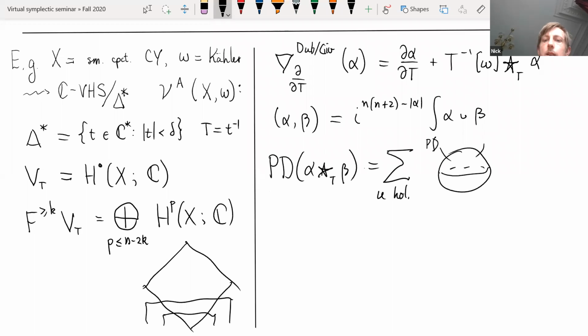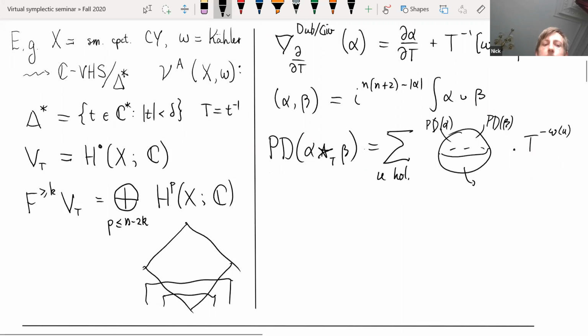I like to think of it in terms of cycles, Poincaré dual to cohomology classes. And so we sum over holomorphic maps from a sphere with 3 marked points, 2 points constrained to lie on the cycles alpha and beta, and we look at the cycle swept out by the remaining point, and we take the sum over all of these weighted by t to the minus omega of u. All right. So this also defines a complex variation of Hodge structures.